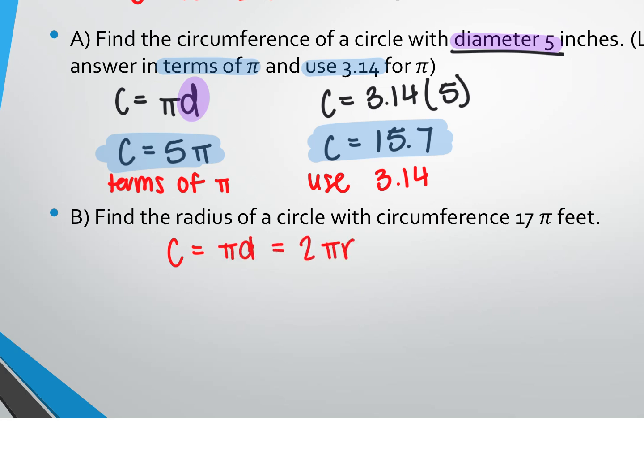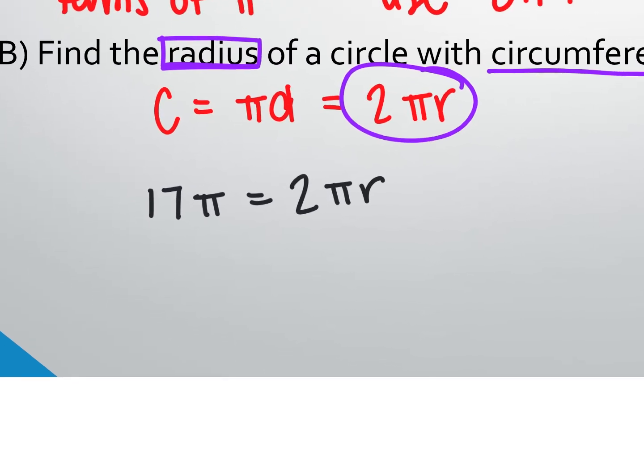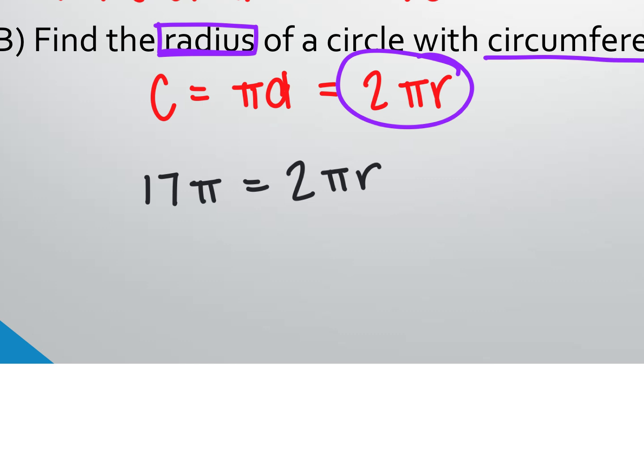What are they giving me? They're asking for my radius. And they're giving me my circumference, so I'm going to use this one. So I'm going to have circumference, which is 17 pi, equals 2 pi r. And I'm going to solve for my radius. How would I solve for my radius? Keep in mind this is all multiplication. I have to do inverse operations. What am I going to do first? Okay, I'm going to divide.